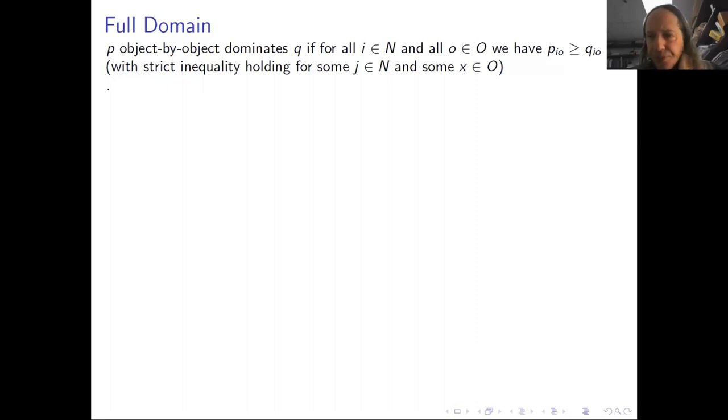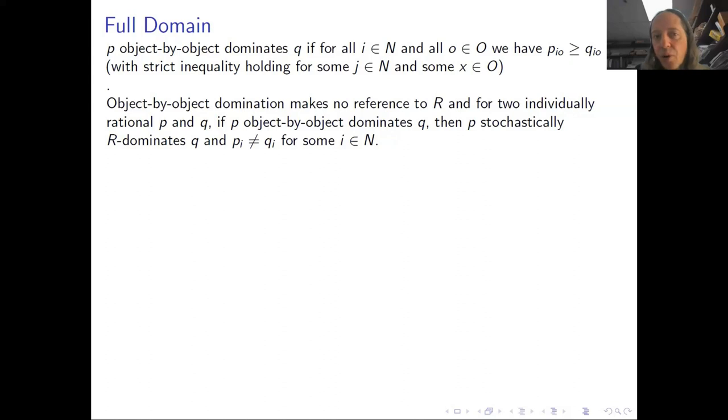Also, the notion which I think is interesting is what we call object-by-object domination. It just says that a distribution P object-by-object dominates Q if for any I and O we have P_IO greater than or equal to Q_IO. There's no preference, nothing. You just look at the probability. So this makes no reference to a profile.